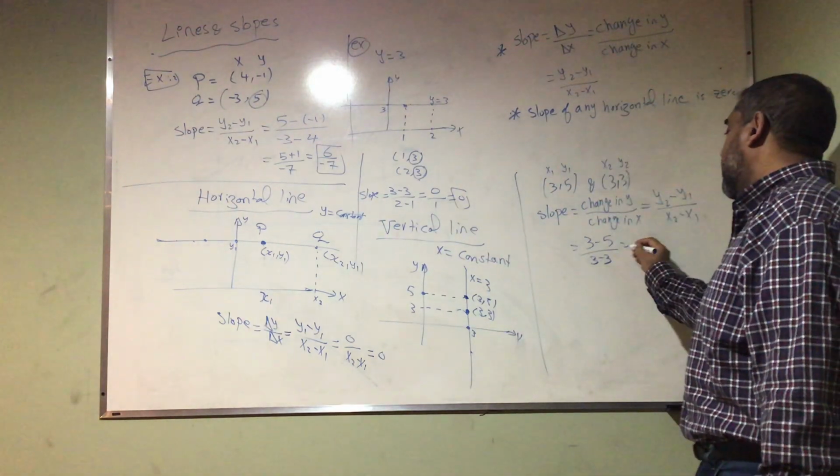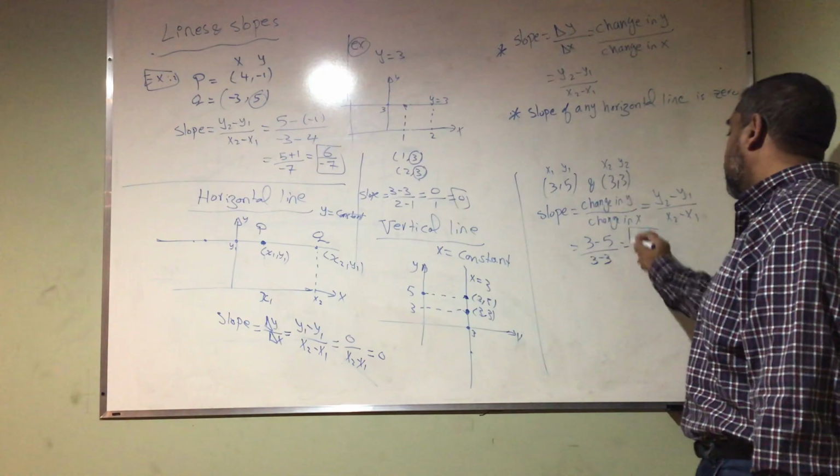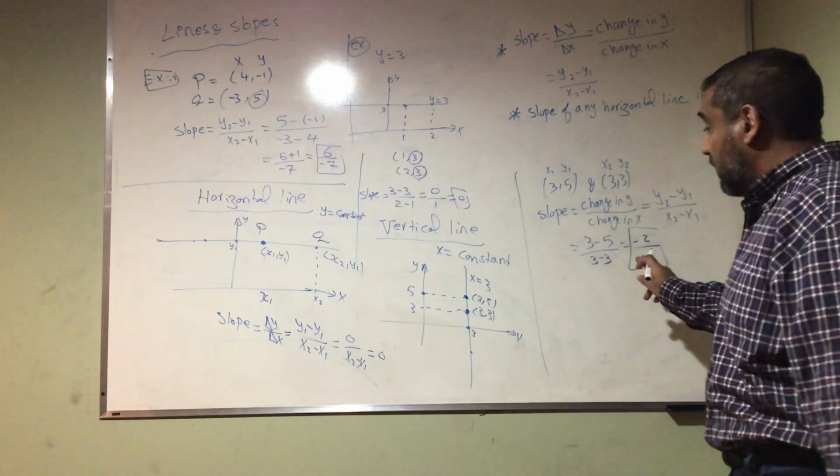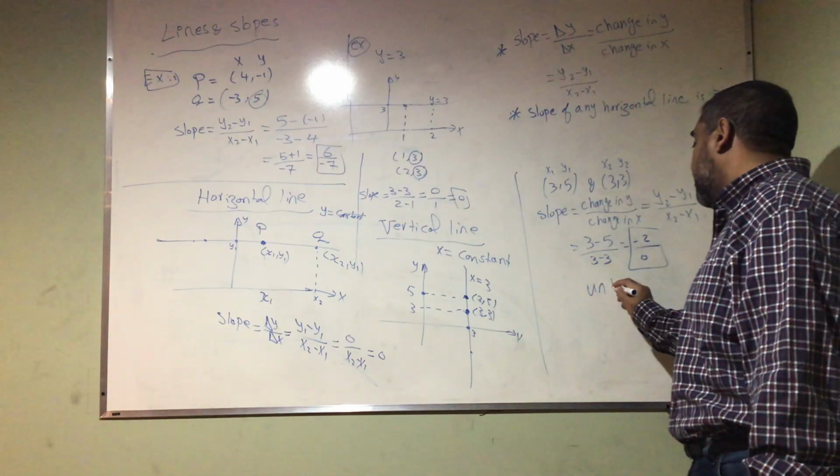Right? So what did you get here? You get minus 2 divided by 0. We cannot divide by 0. So this one here means it's undefined.